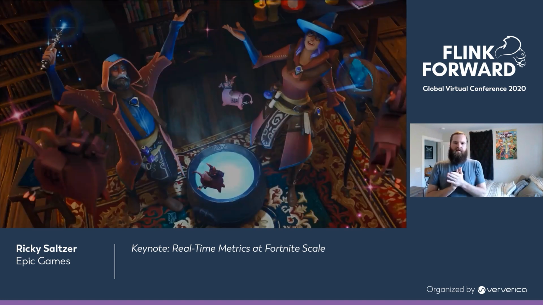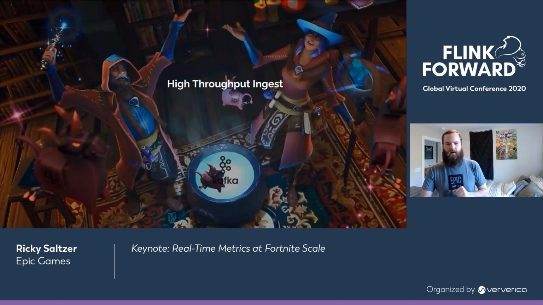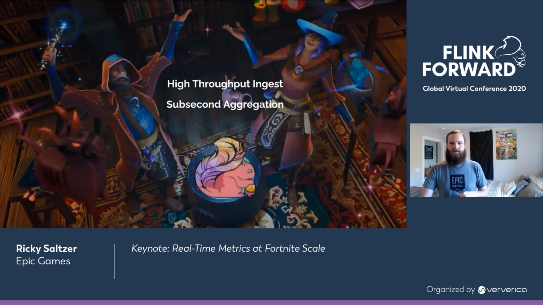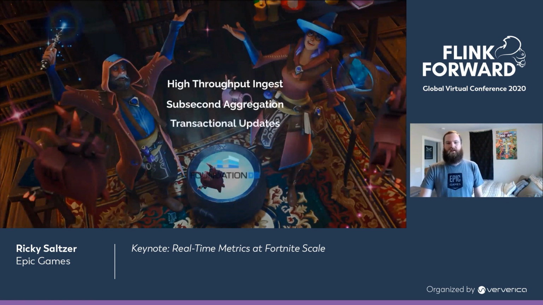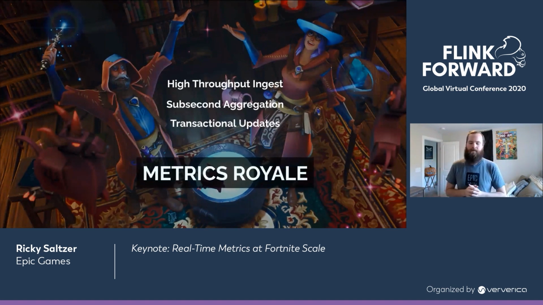So we have the three pillars that we discussed. We're going to take our high throughput ingest. I'm going to drop that right here in the cauldron. Then we're going to take our sub-second aggregation engine, which is, to put it lightly, Apache Flink. And we're also going to take our transactional update system, so our key-value store, FoundationDB. And out comes this product that we call Metrics Royale internally.